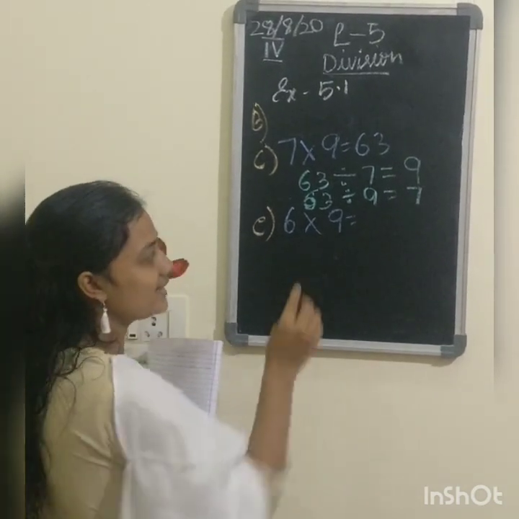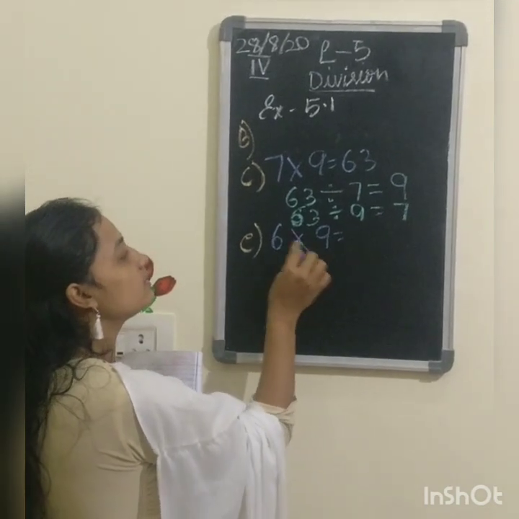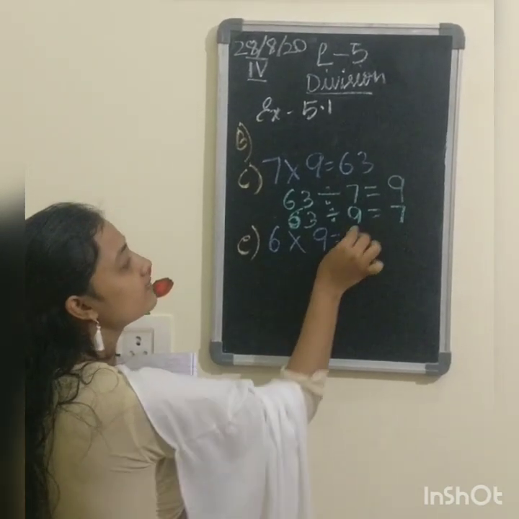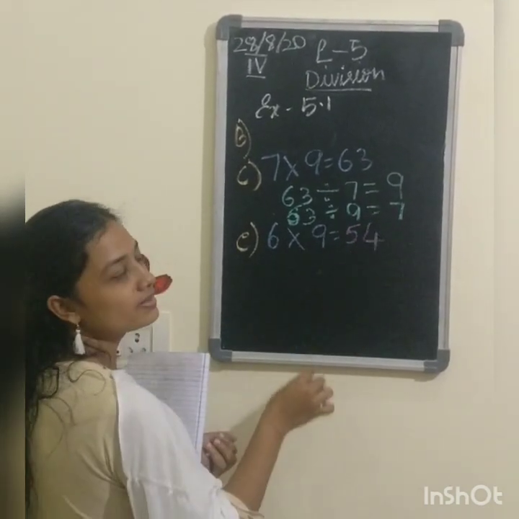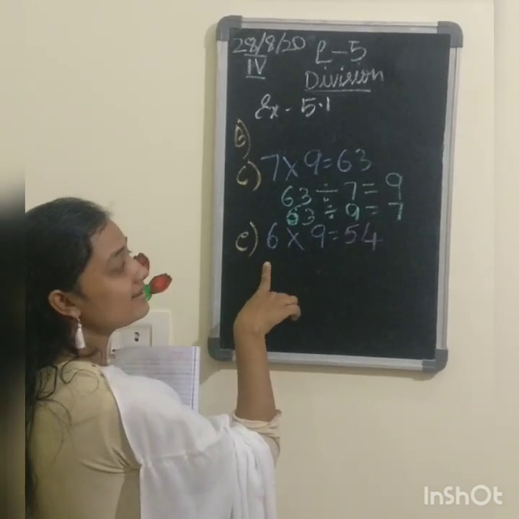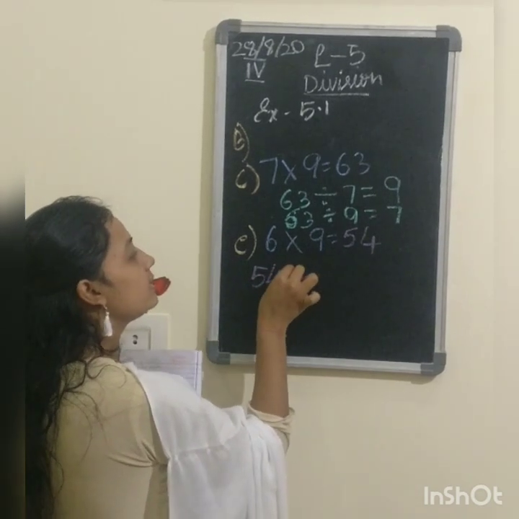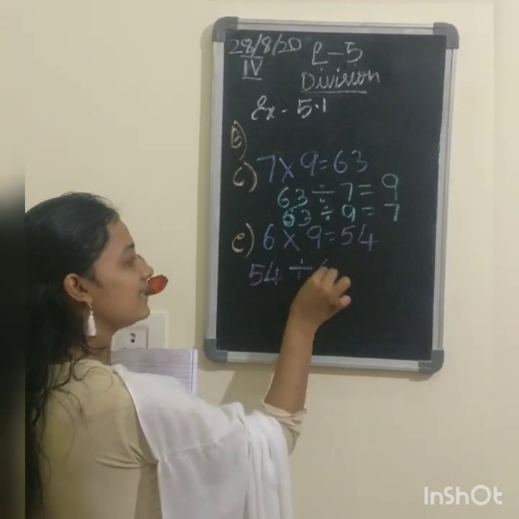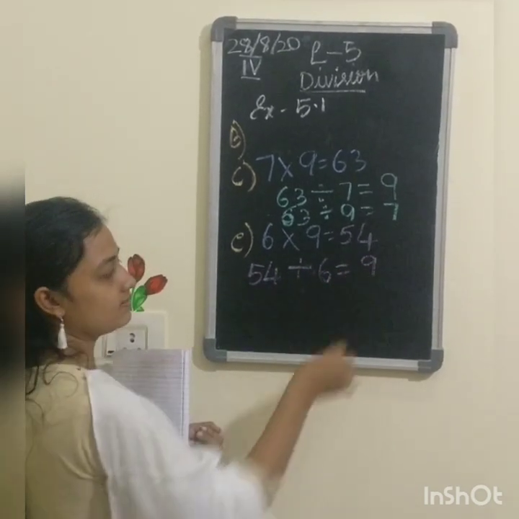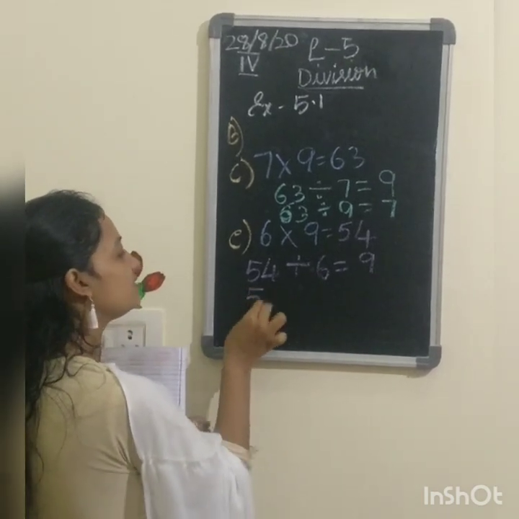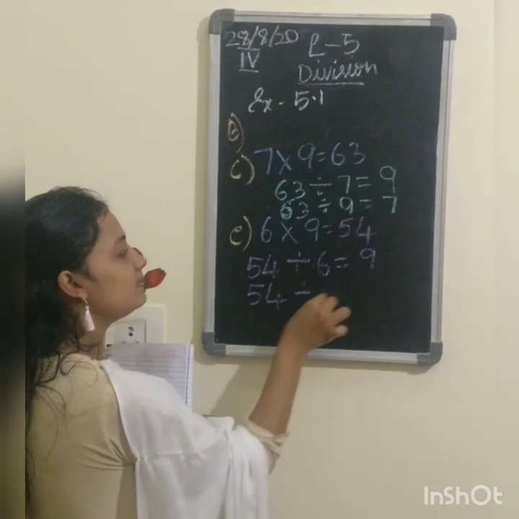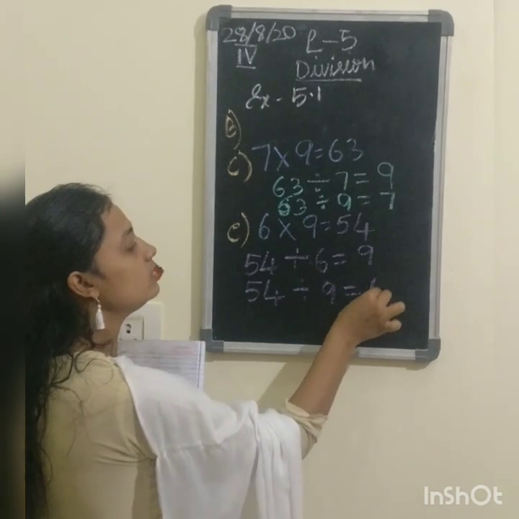So let us write the next answer. That is, 6 9s are 54. They have given the answer. Now let us write this in division form. So 54 divided by 6 is equal to 9. In the other way, 54 divided by 9 is equal to 6.